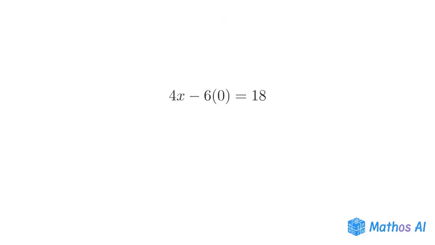To find the x-intercept, we need to find where the line crosses the x-axis. At any point on the x-axis, the y-coordinate is always 0. So we substitute y equals 0 into our equation. 4x minus 6 times 0 equals 18. This simplifies to 4x equals 18. Dividing both sides by 4, we get x equals 4.5.